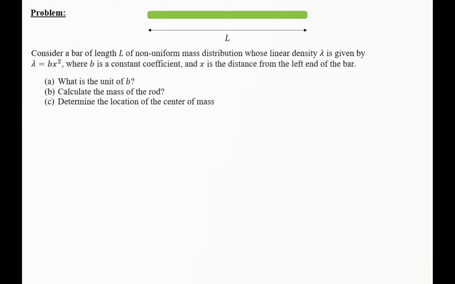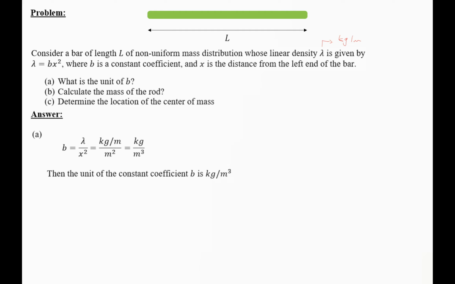Now in part A, they're asking us what's the unit of b. b can be determined by referring to dimensional analysis. So b can be isolated and written as lambda over x squared. Lambda is a linear mass density, which has unit of kilogram per meter, divided by meter square, and that would be kilogram per meter cube. Then b has unit of kilogram per meter cube.